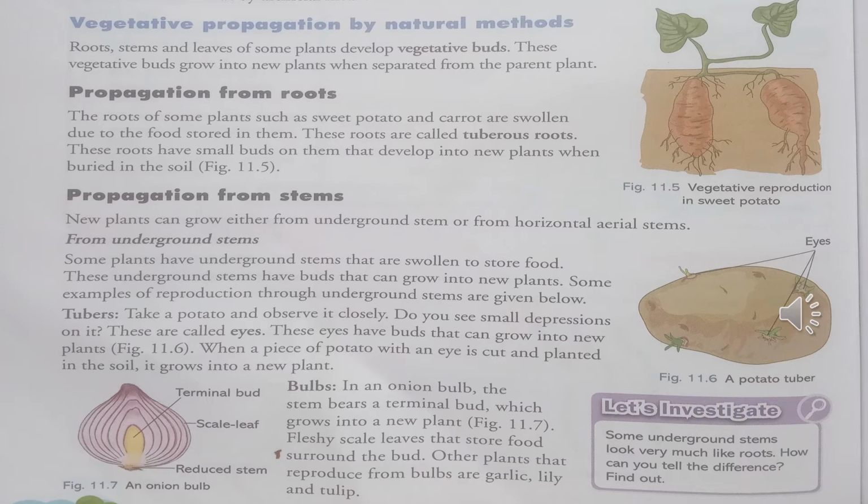Propagation means that a new individual offspring will form from the vegetative part of the plant, and the vegetative part means the part where nutrition is present, like roots. In some plants, roots have nutrition. In some plants, stems have nutrition. In some plants, leaves have nutrition. So if any plant grows from this vegetative part, then vegetative propagation is taking place.